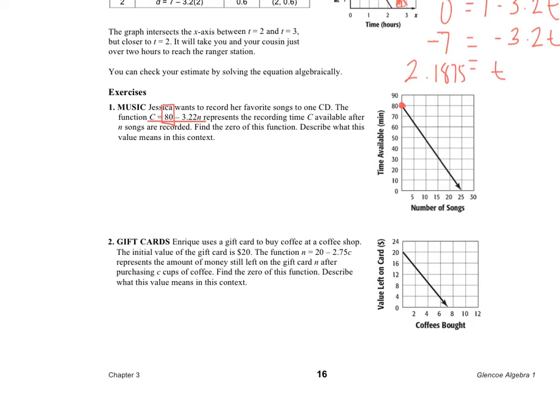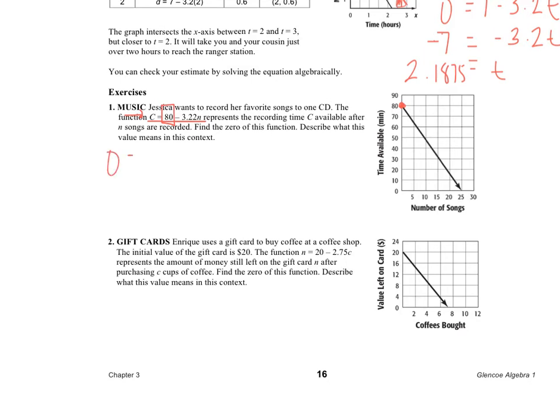And the total recording time is what we see here as the letter C. And then 3.22, what does that mean to us? Well, that's the amount of time that we will lose off of our CD for each song. So if we want to figure out the zero of this function, let's go ahead and set this equal to 0, and we can find it.